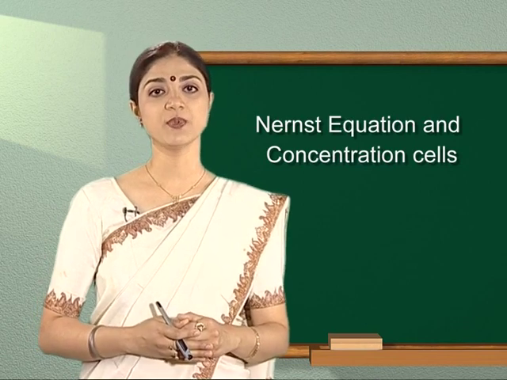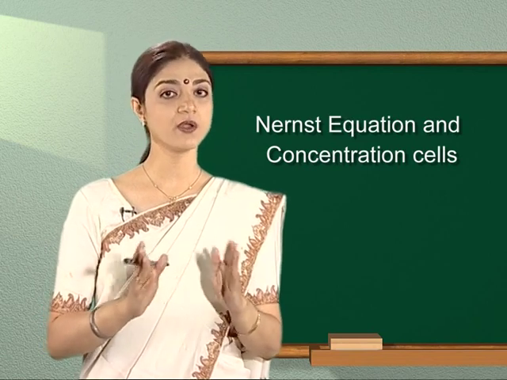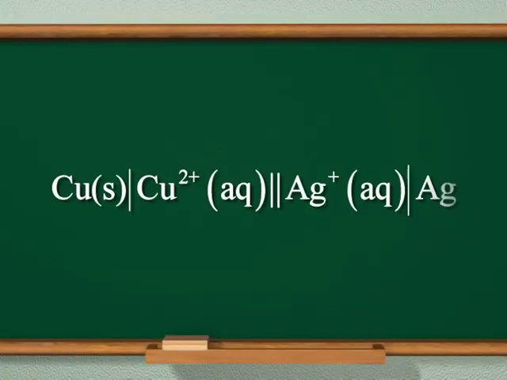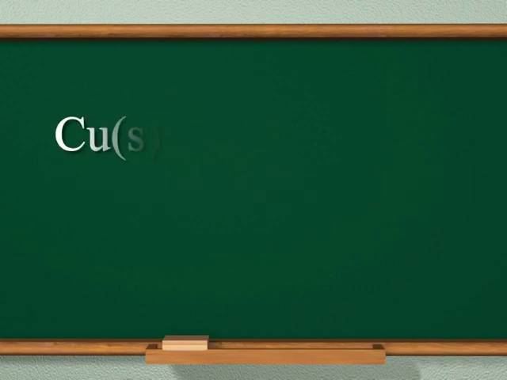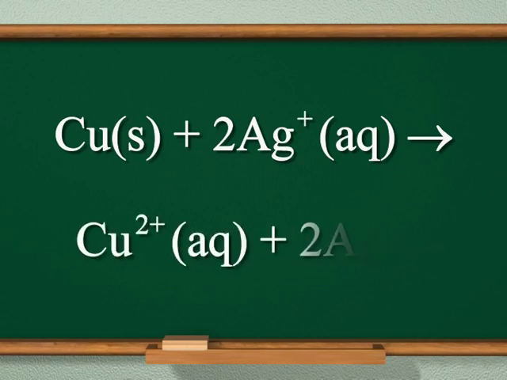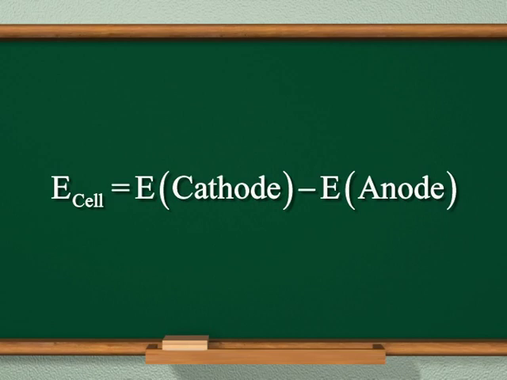Let us consider an example in which the valences of the two metals used in the two half cells are not the same. Consider the cell as shown on the screen: copper electrode in copper ions, salt bridge, silver ions. The cell reaction is copper in solid state reacts with silver ions in aqueous state to form copper ions in aqueous state and silver in solid state, and the EMF of the cell is standard reduction potential of cathode minus standard reduction potential of anode.